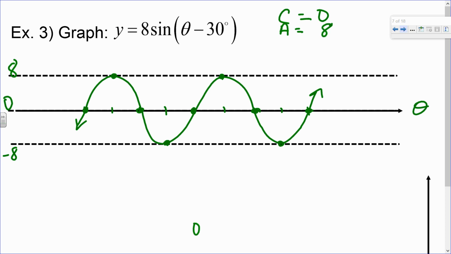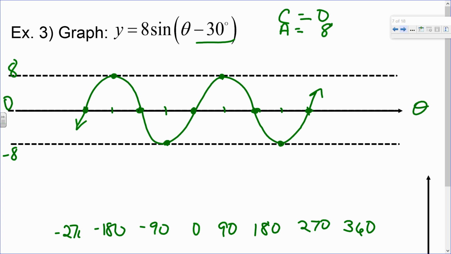And that's what my graph looks like, but I'm going to need to get some angles labeled and get that y-axis in there. I want to label my critical points, which are maxes, mins, and center lines. If I did not have a shift, and since this shift is in degrees, I know I'm supposed to use degrees, not radians, for my labeling. If I did not have a shift, these critical points would be 0, 90, 180, 270, and 360, and -90, -180, -270, and -360.